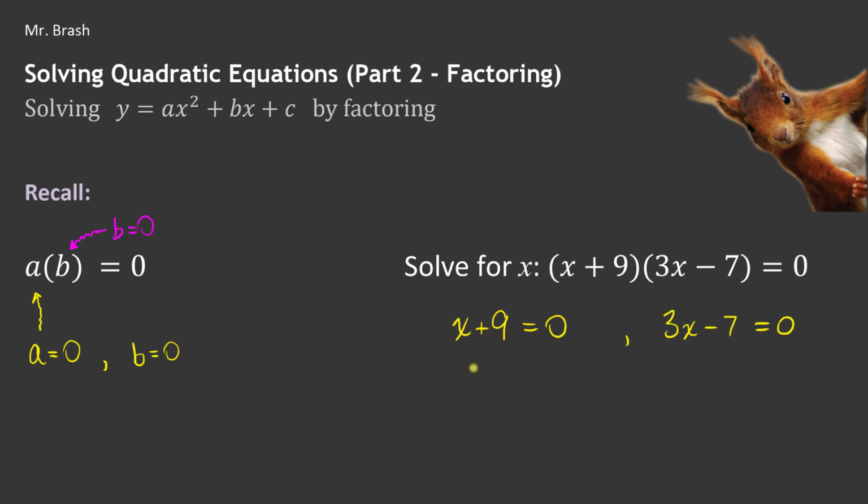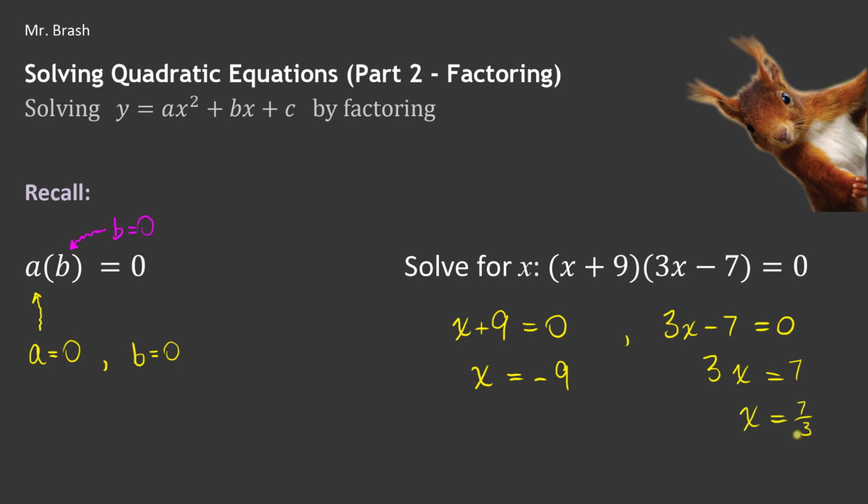Let's do that by adding or subtracting on each side. So I'm going to subtract 9 on both sides, so I get x is negative 9. Here I'm going to add my 7 on both sides. Ultimately, that's subtracting a negative 7, but I'm not going to get into that. And I'll divide by the 3, and so we get a fraction of 7/3.